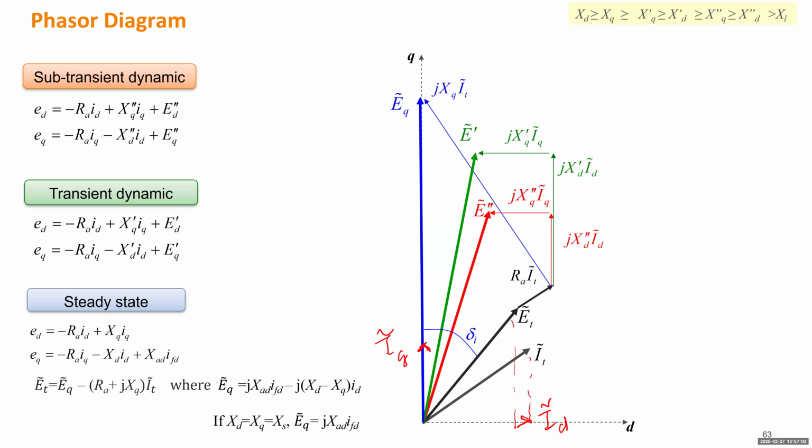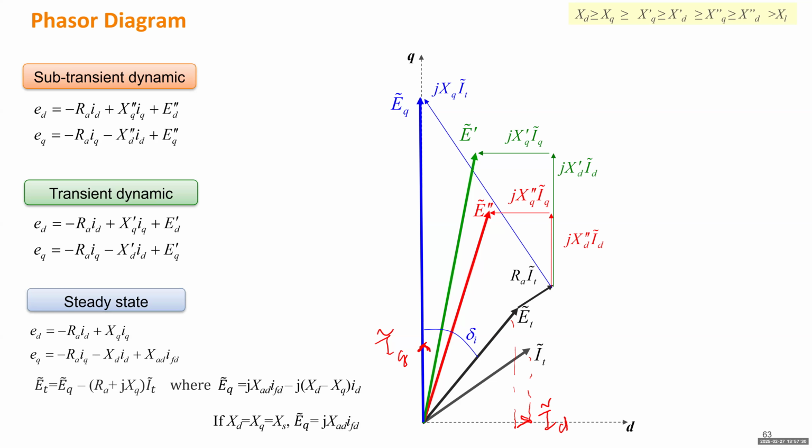Regularly speaking, the heights of those three voltage phasors are not on the same straight line. They can be on the straight line if you ignore the saliency, if all the reactances in the D and Q axes are equal. Then they may be on the same straight line. But in general, they are not on the same line.